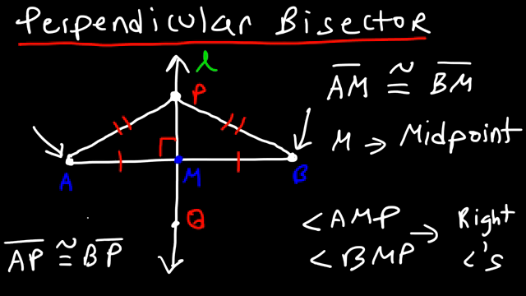And we could also say the same of point Q. So AQ and BQ, they're congruent to each other. So those are some things that you want to keep in mind when dealing with perpendicular bisectors.